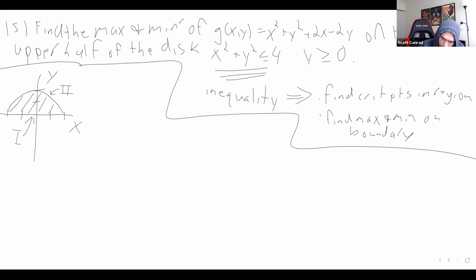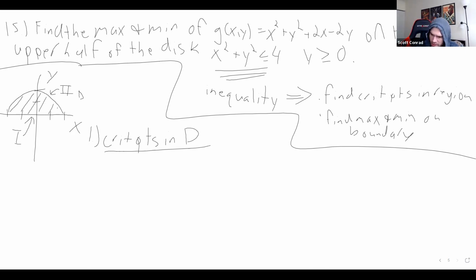Okay, so step 1, we'll call this whole thing our region D. Let's find the critical points in D, and let's check the value of our function at any critical points in D.